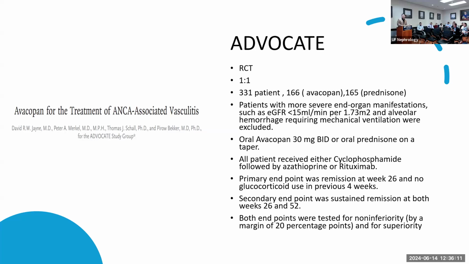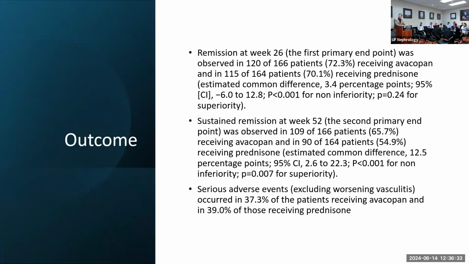Primary endpoint was remission at week 26, with no glucocorticoid used in the previous 4 weeks. Secondary endpoint was sustained remission at both 26 and 52 weeks. Both endpoints were tested for non-inferiority and for superiority. Remission at 26 weeks was observed in 72% of the avacopan group and 70% of the prednisone group. So it met the criteria of non-inferiority, with p value of 0.001, but did not meet the criteria for superiority. Sustained remission at week 52, the secondary endpoint, was 65% in the avacopan group and 54% in the prednisone group. It met the criteria for both non-inferiority and superiority.